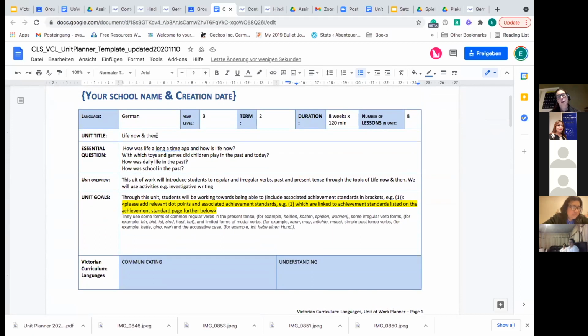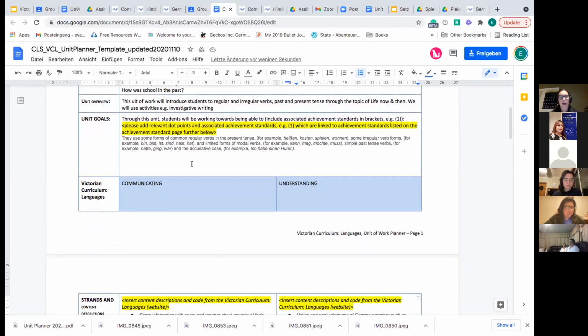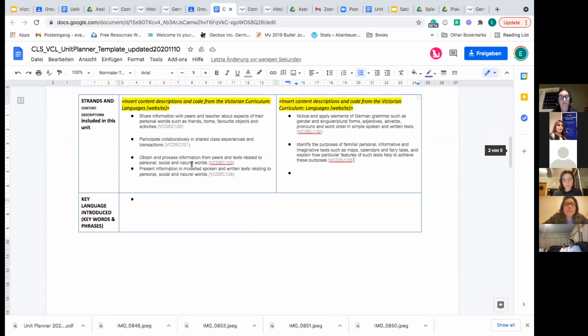So if you're a child, what would you be interested in? Life now and in the past. For example, the toys, the different games, the different technology. How was school like when my mom or my dad was in school? These sorts of questions you put in here. That's the things you use later to engage the students and to make it interesting.